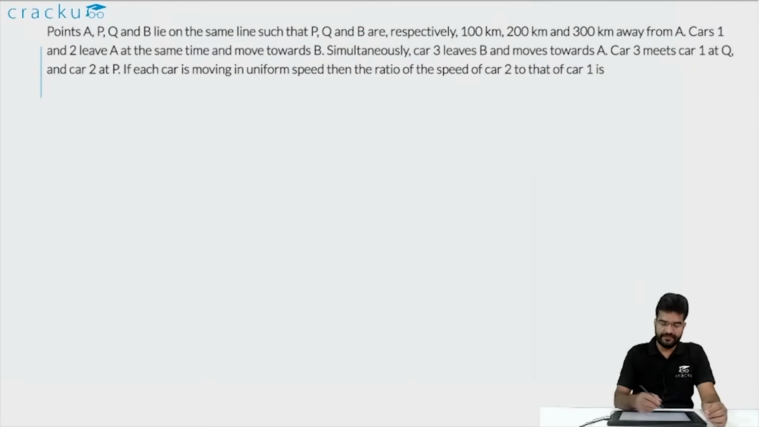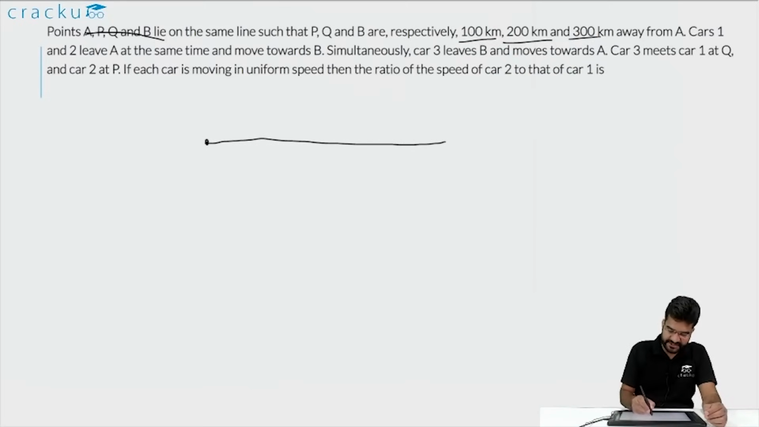In this question, it is given that points A, P, Q and B lie on the same line such that P, Q and B are respectively 100, 200 and 300 kilometers away from A. So suppose this is A and this is the straight line. Now it is given that AP is 100 kilometers and AQ is 200 kilometers. So Q will be another 100 kilometers from P, and AB is 300 kilometers, so QB will be another 100 kilometers. Now cars 1 and 2 leave A at the same time and move towards B.